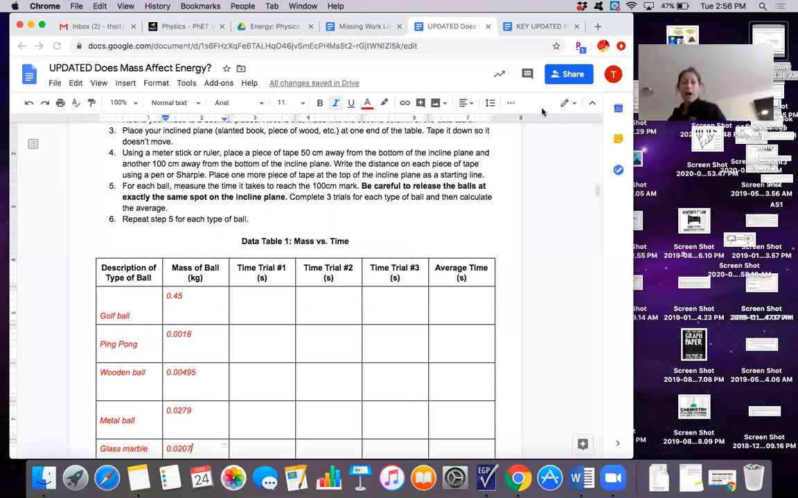So now, as it says, we're up to step 5. For each ball, measure the time it takes to reach the 100 centimeter mark. So if you've got your own balls at home that you're doing this with, you're all set up and you're good to go for the lab. If not, keep watching, and we're actually gonna be collecting some time trials. So let me set this up over here so that you can see.